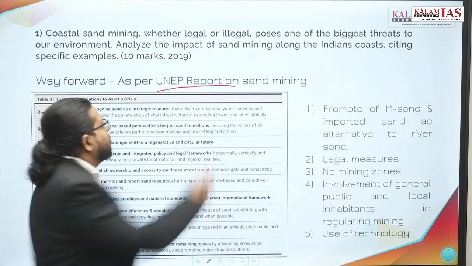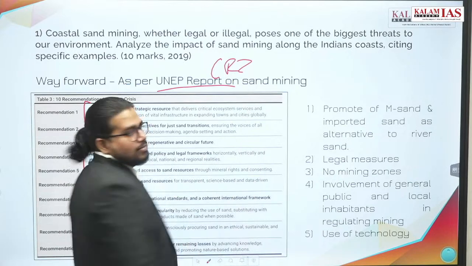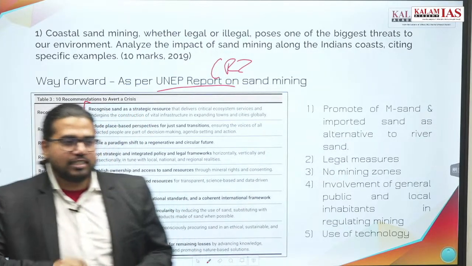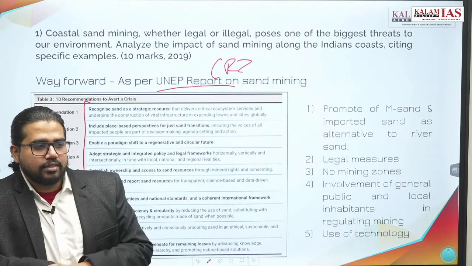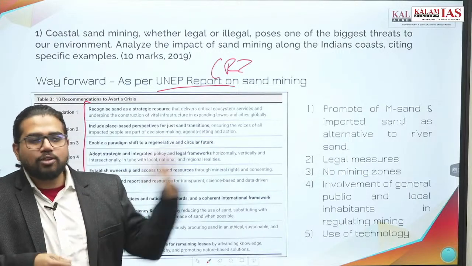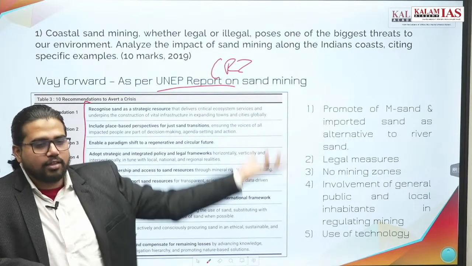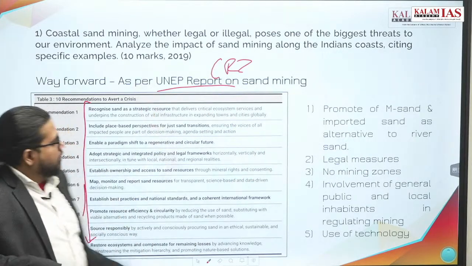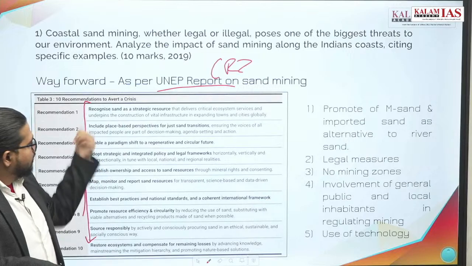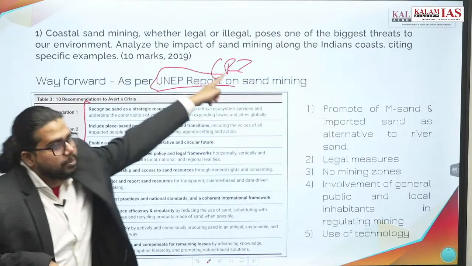In CRZ also, controversy is going on. Regulation of coastal zone, the Lakshadweep issue was going on before. So all these are always in the news for one reason or the other. This can be asked in the future also, which is why we have included this. The idea is that this is also taken from the UNEP report.